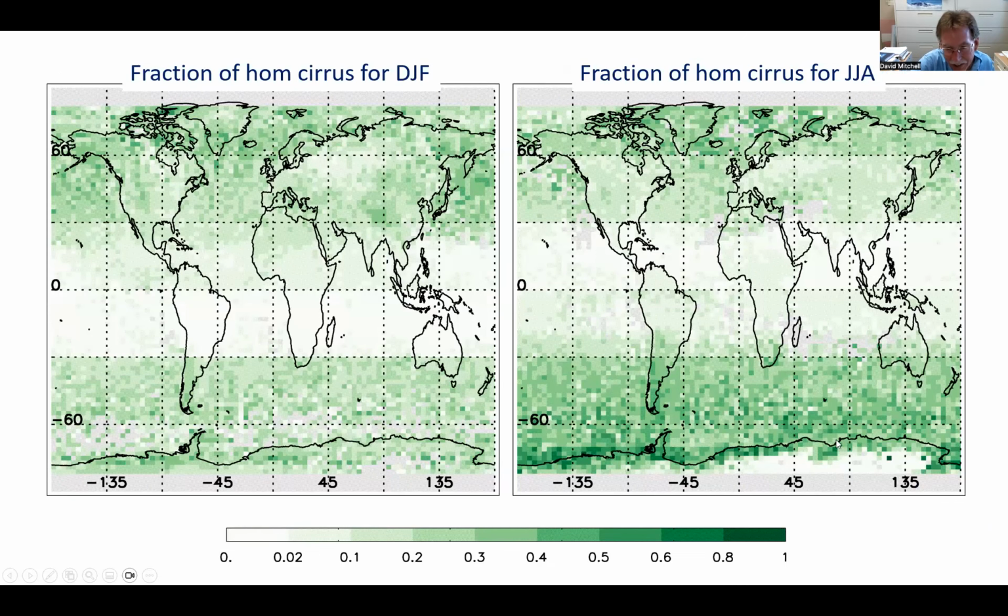So this is showing the hom fraction again, and it's seasonal. So December, January, February on the left, and June, July, August on the right. So wintertime in the southern hemisphere, you're having a lot of hom cirrus clouds.